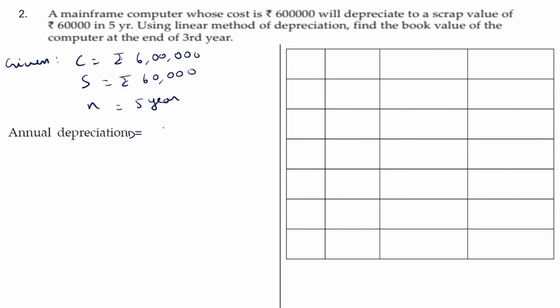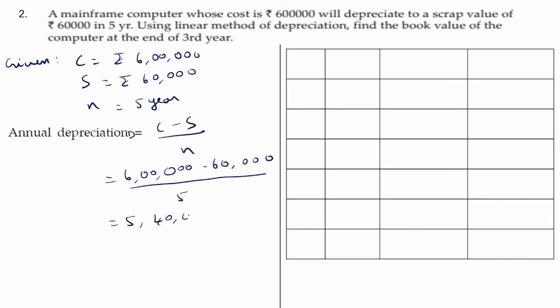The annual depreciation D is given by (C minus S) upon N. So it is 6 lakhs minus 60,000 upon N, which is 5. So it is 5,40,000 upon 5, or 1,08,000. Therefore, the annual depreciation D is rupees 1,08,000. Now we need to find the book value of the computer at the end of the third year.